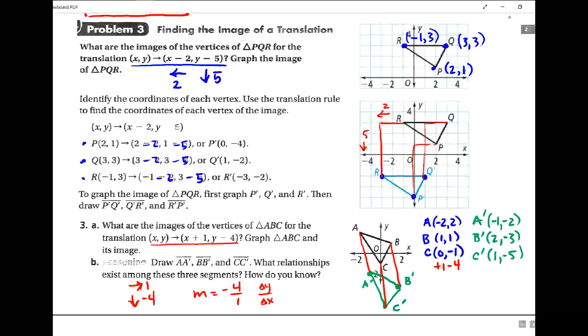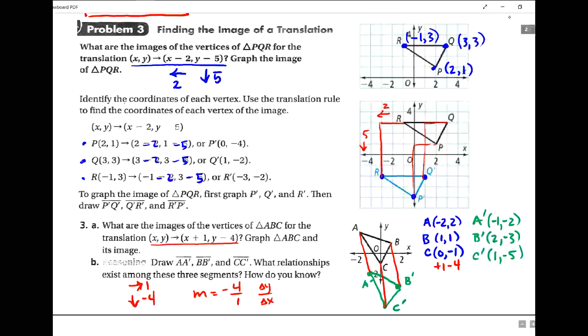So we have triangle ABC here, and I simply found my vertices, and then my translation rule says x plus 1, y minus 4. So I added 1 to all of my x's, I subtracted 4 from all of my y's, and I got my image points, the points for my image. Remember, pre-image is the original, image is the new one. So then I graphed those, and we notice here that all of these go over 1, down 4.